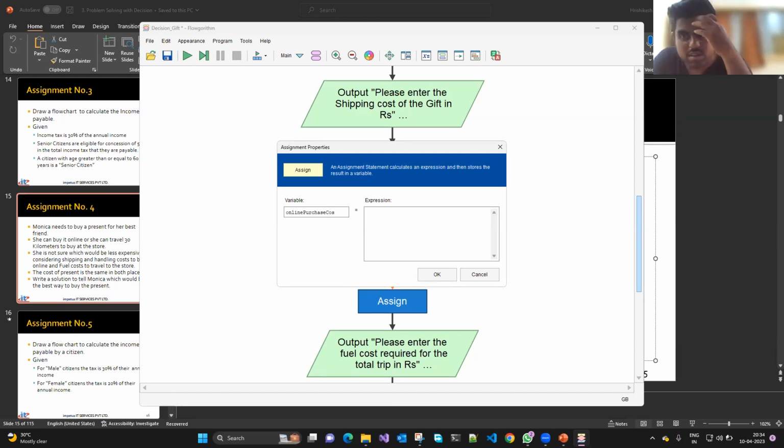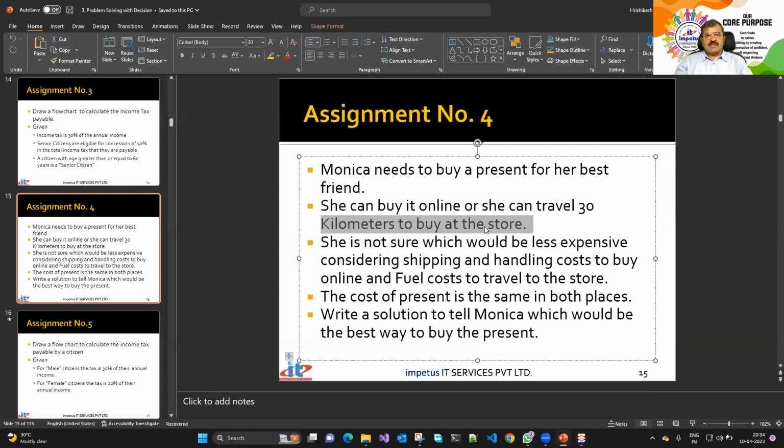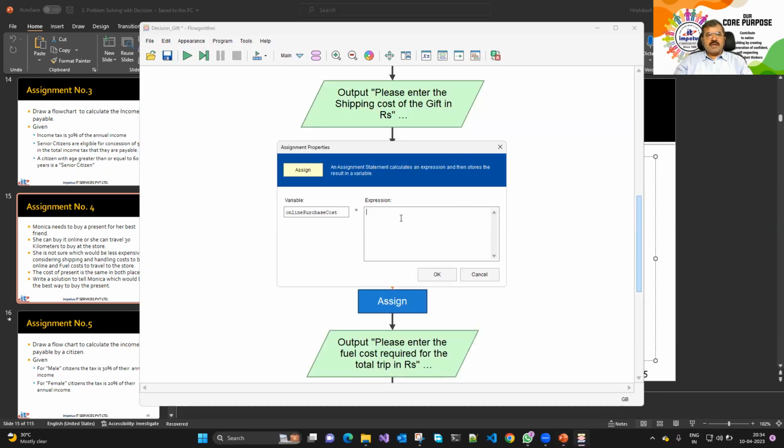So you said that we have to act upon what has been given to us. Let's see what the statement says. Does it say car or what does it say? Travel. We will eliminate the word car.